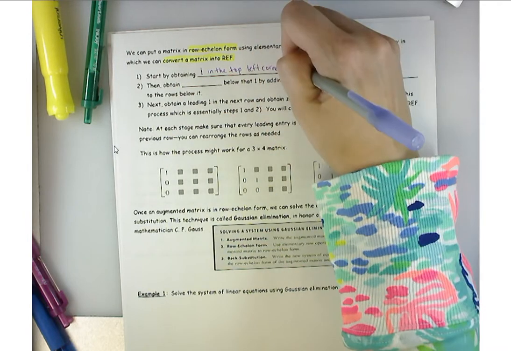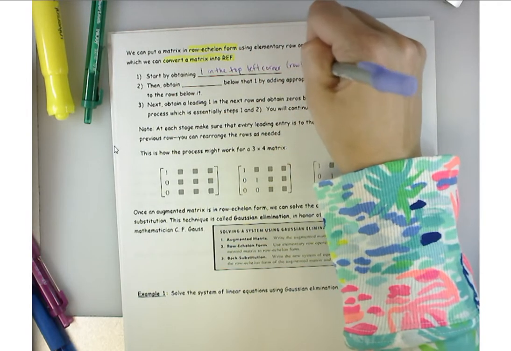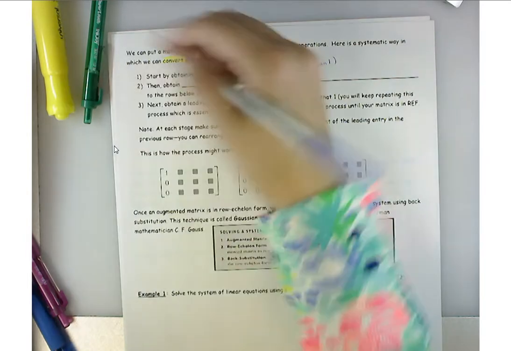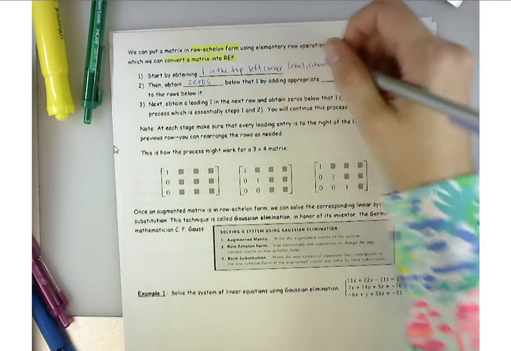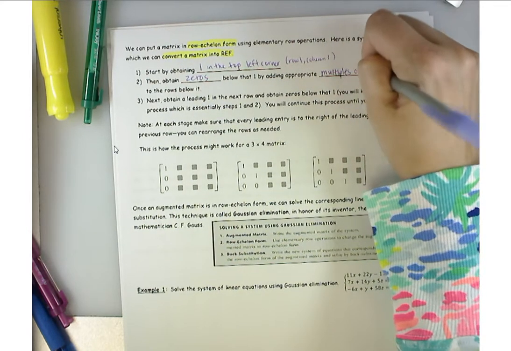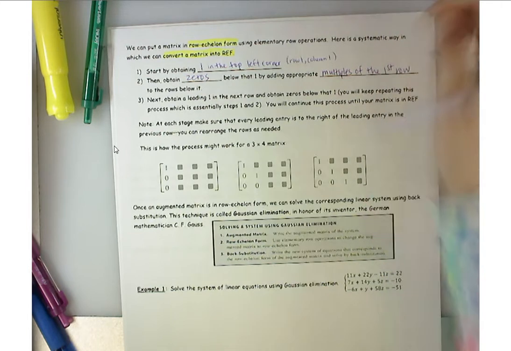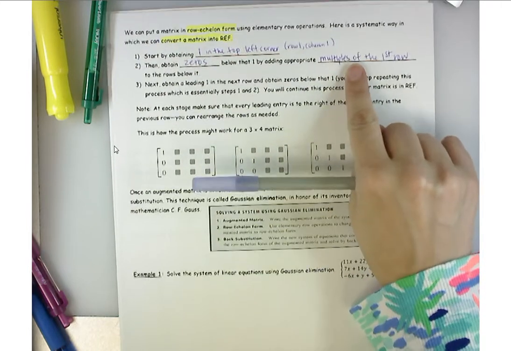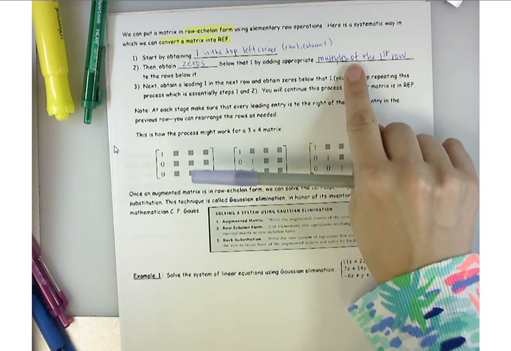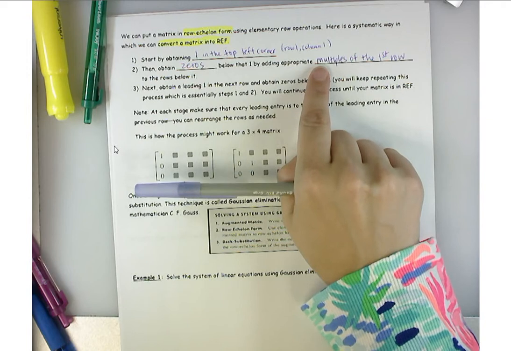Okay, and remember that's row 1, column 1. Okay, and then from there, next, that's when we're going to obtain what? The zeros. Okay, so then you're going to obtain the zeros below that 1 by adding appropriate multiples of the first row. And the reason why you want to use the first row is so you don't undo the work you've already got in position. So once you get the 1 in position, you can always do a multiple of the opposite and add them together to get 0.